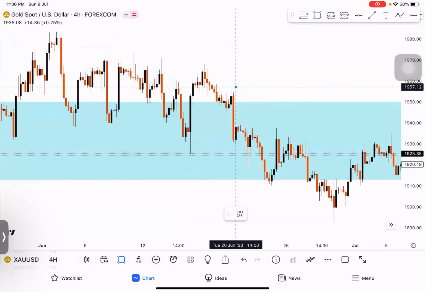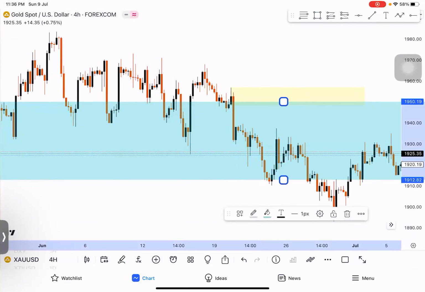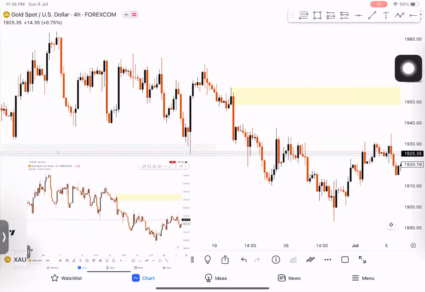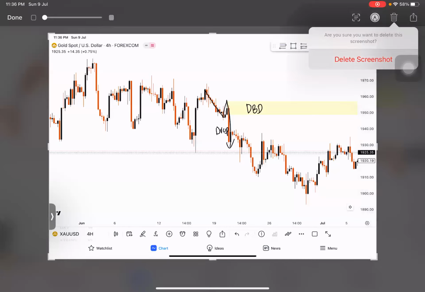This one is what we call a drop base drop. I just take the last bullish candlestick. You can see these are the drop, the base and the drop. So this one is the DBD. It's very simple. Just take the last bullish candlestick before the drop. This is the drop base drop.